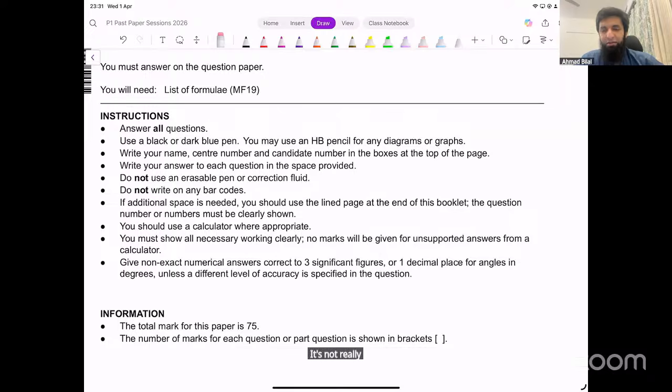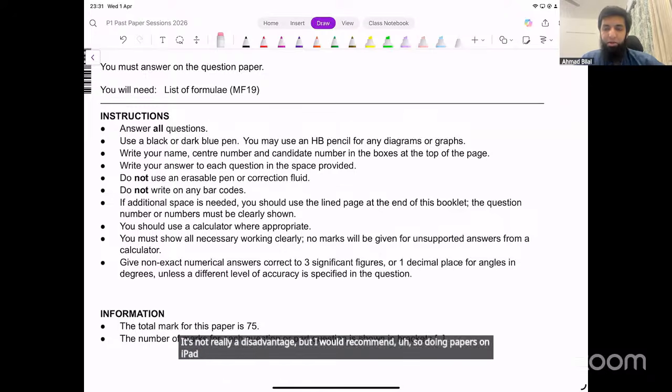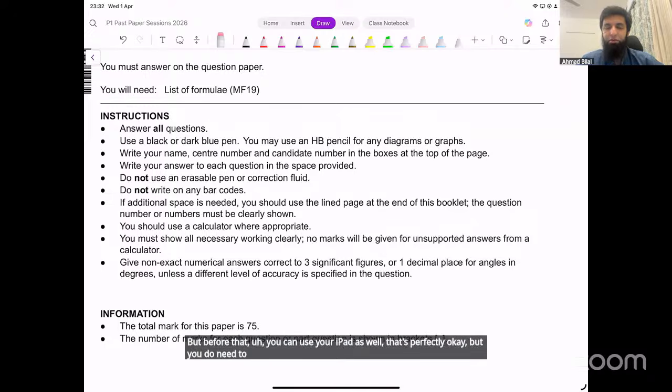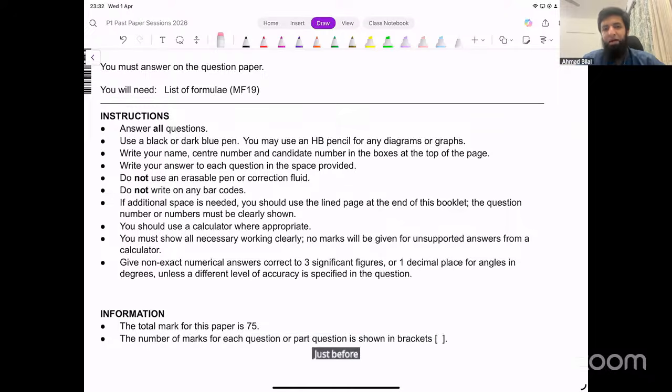It's not really a disadvantage, but I would recommend doing papers on iPad as compared to on paper. You do need to attempt a few papers before the exam on paper, as in on an actual paper. That will be helpful. But before that, you can use your iPad as well. That's perfectly okay. But you do need to get used to working on a piece of paper as well. Just before the exam, you can try maybe 2, 3 papers on actual physical paper.